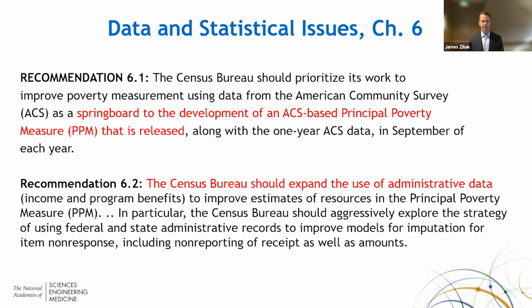associated benefits. So our recommendation, and the Bureau is already doing this, is to expand the use of administrative data, both income and program benefits, to improve the estimates of resources in the principal poverty measure. In particular, the Bureau should aggressively explore the strategy of using these federal and state admin records to improve models for imputation, for item non-response, including non-reporting of receipt, as well as amounts.